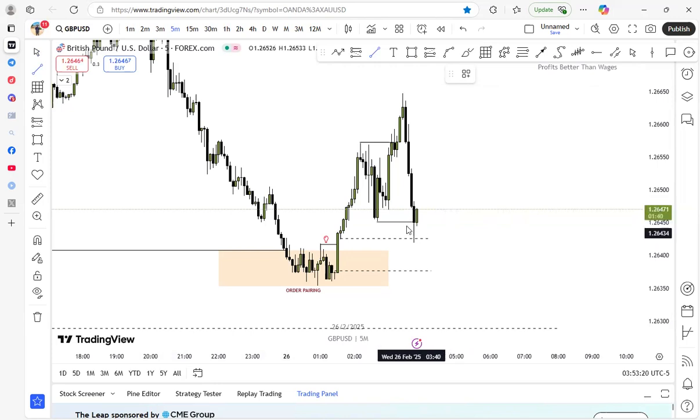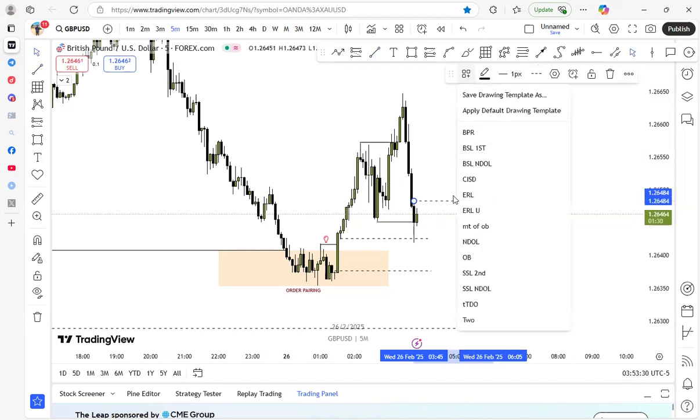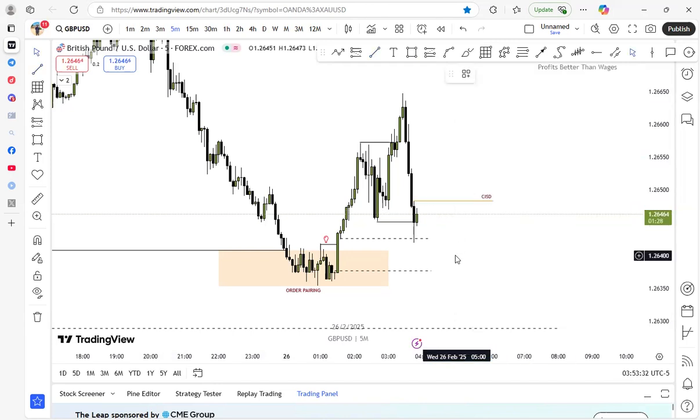This bearish candle was responsible for what? For sell side liquidity. So the moment we close above this candle, we are going to have what we call a change in state of delivery. So for now, I'm going to be on the sidelines. I'm going to wait.